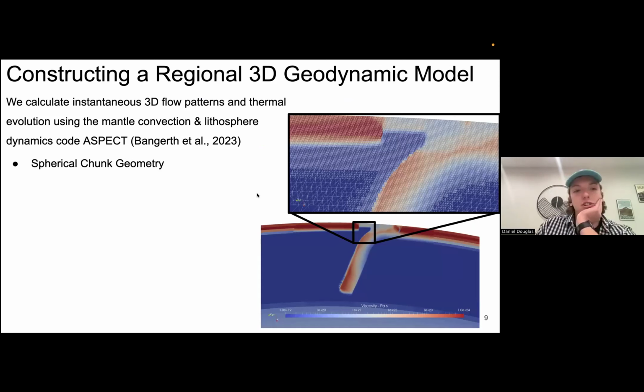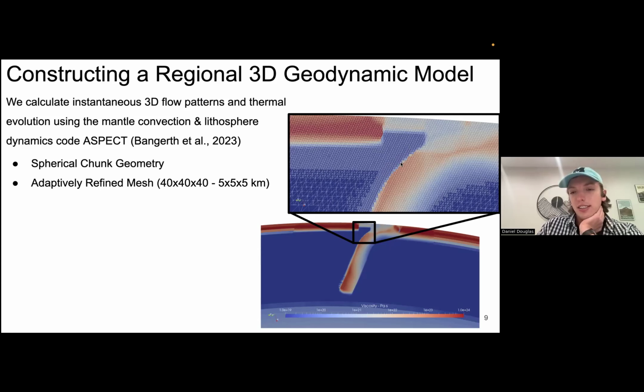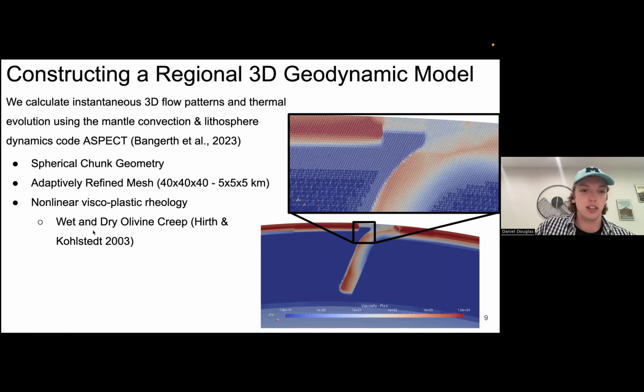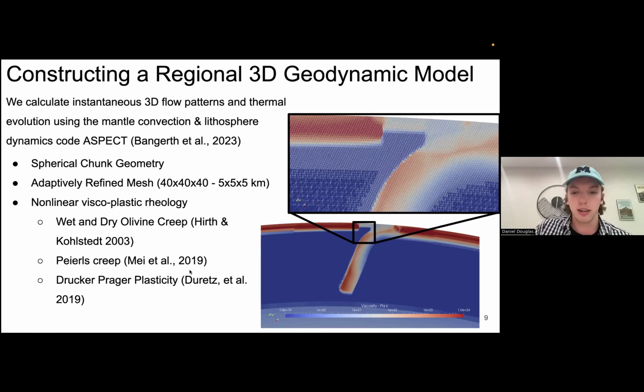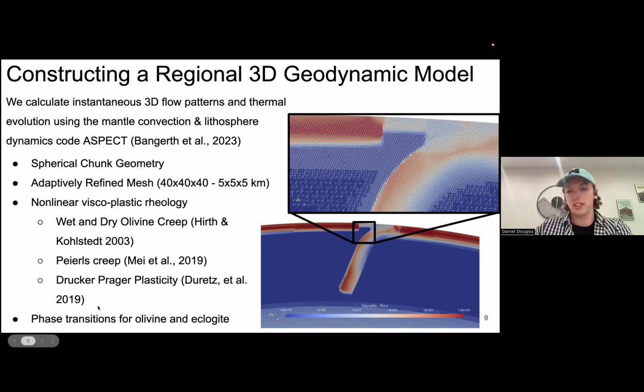We do this in a spherical chunk geometry with an adaptively refined mesh that goes from 40 by 40 by 40 to 5 by 5 by 5. And we adaptively refine the mesh, as you can see here, within the slab, because that's the area that we care about. We use a nonlinear viscoplastic rheology that includes wet and dry olivine creep, Peierls creep, Drucker-Prager plasticity, and then within the slab and, well, everywhere, we include phase transitions for olivine and eclogite to get more accurate estimations of the slab pull force.